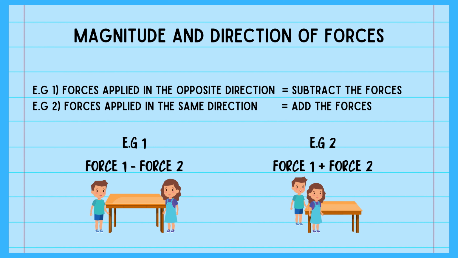In the first example, John and Karina were standing in the opposite directions, so we subtracted the forces that they applied to find the net force or the total force. But in the second example, they were standing in the same direction, so we added the total forces they applied to find the net force. Now, we find that if the forces are applied in the opposite directions, then we subtract the forces to find the total force. If the forces are applied in the same direction, then we add the forces to find the net force.